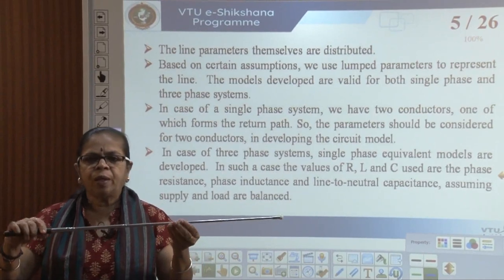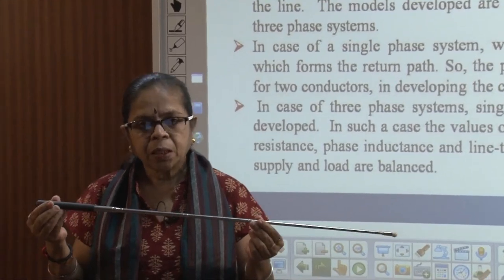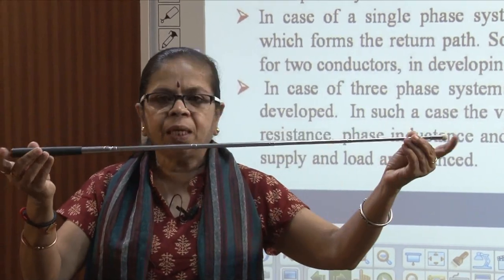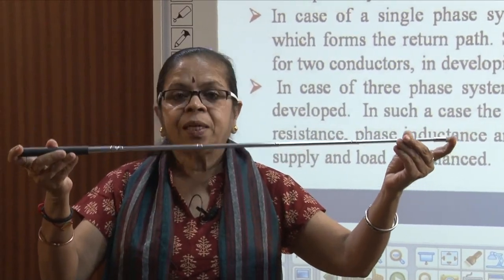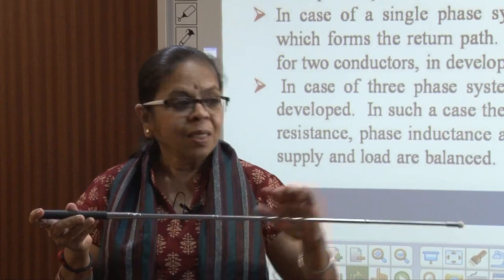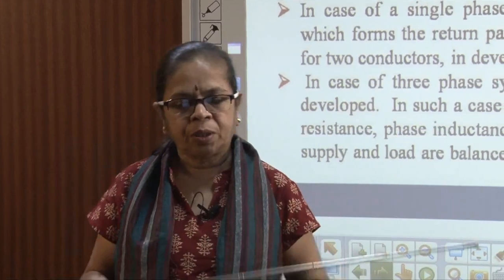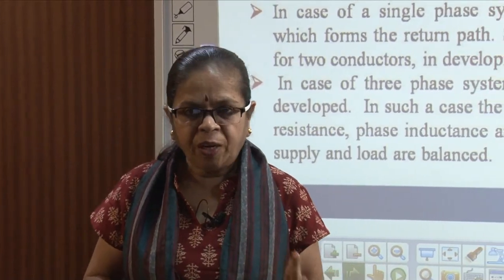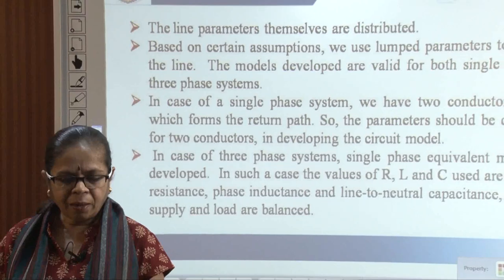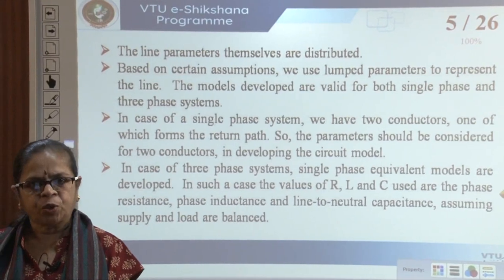So if this is a transmission line, the line parameters are distributed. What does that mean? If I say this has a resistance of 1 ohm, it is the resistance between the two ends. But the resistance per se is distributed throughout the line. Same way the inductance, and the capacitance, say between the line and the ground. So the parameters of interest, electrical parameters, are the resistance, the inductance and the capacitance of the line. These three parameters are of interest to us.